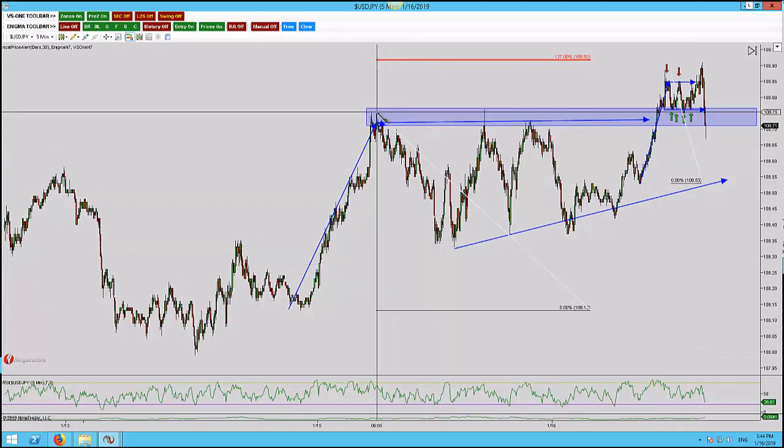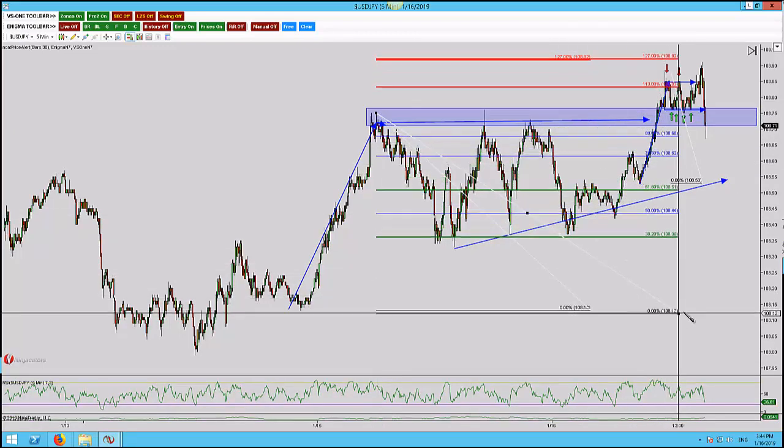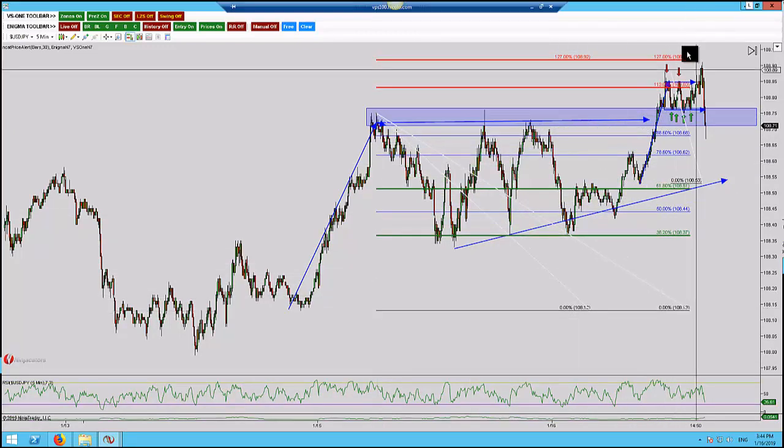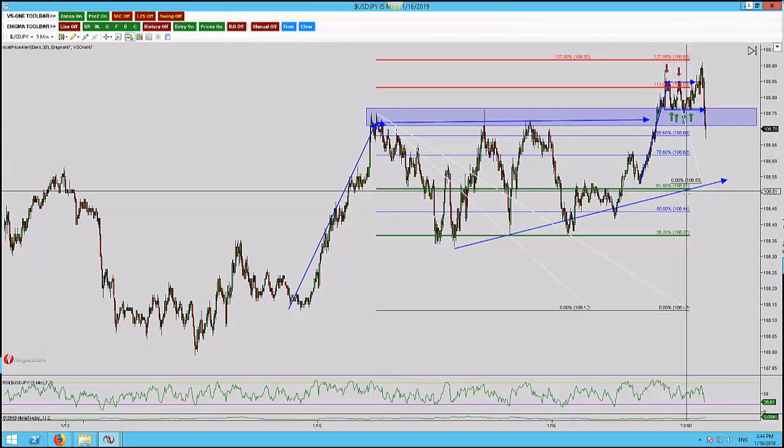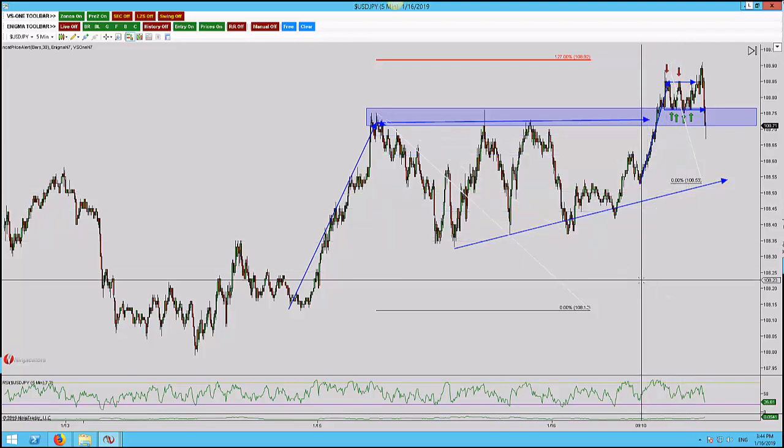However, if you were playing the bigger pattern and the 127, then congratulations, you have just tapped that 127. Unfortunately, I didn't quite get the entry for that, so losing trade here for -9 pips.